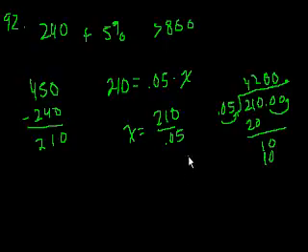Remember, she only gets 5% on her sales above 800. So she sold $4,200 more than $800 that week. So her total sales is going to be $4,200 plus 800, which is $5,000. Right? $4,200 plus 800, and that's choice E.